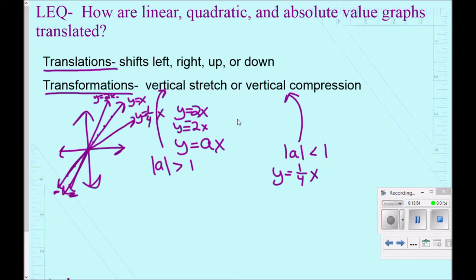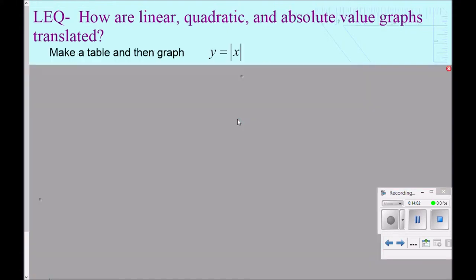That would be y equals 1/4 x. Okay, so those are transformations: vertically stretching, vertically compressing. Okay, the next thing we did was we took a look in class at the graph y equals the absolute value of x. So if you forget what that looks like, let's do a table.